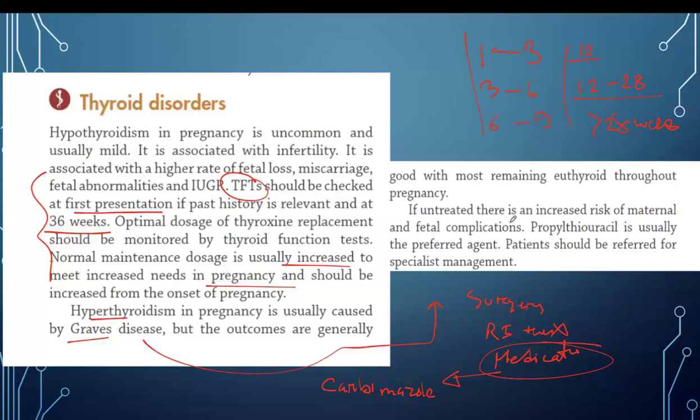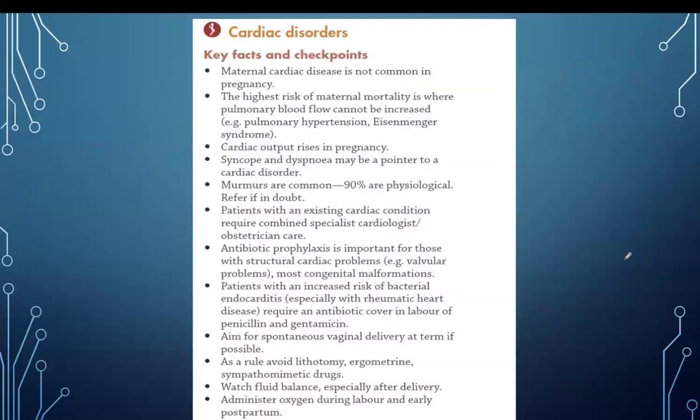So what is the option? The option is propylthiouracil. It is usually the preferred agent in this setting, but it's not the best medication. For the first trimester, you will change carbimazole to propylthiouracil, and then after the first trimester, you can restart carbimazole in this patient. Okay, so that's thyroid disorder management in pregnancy.